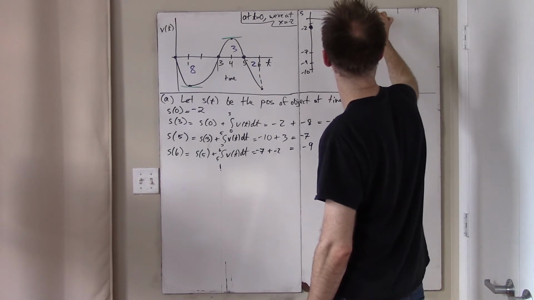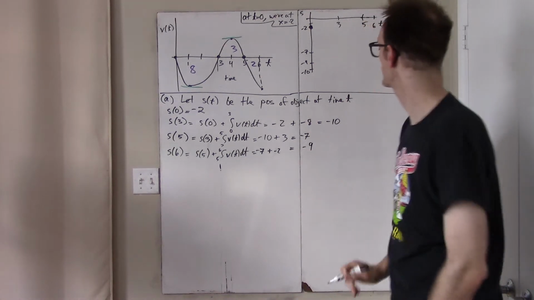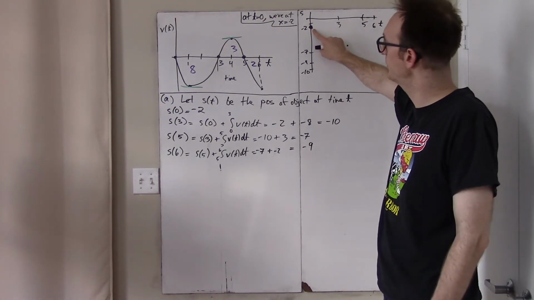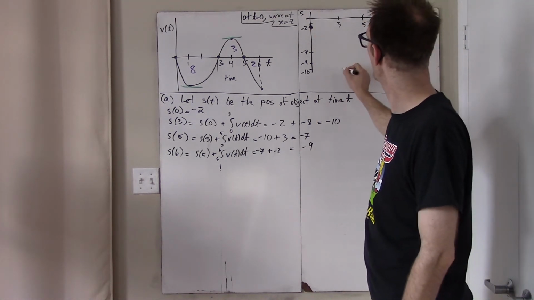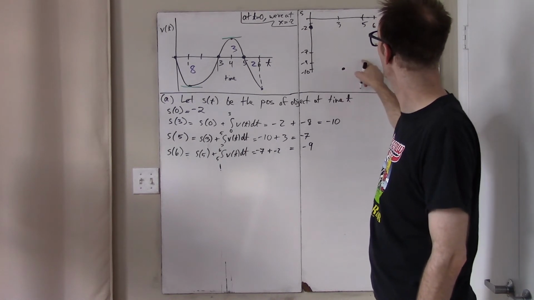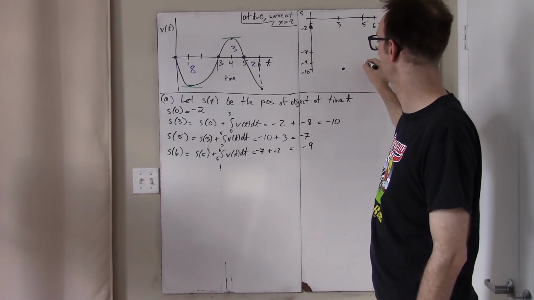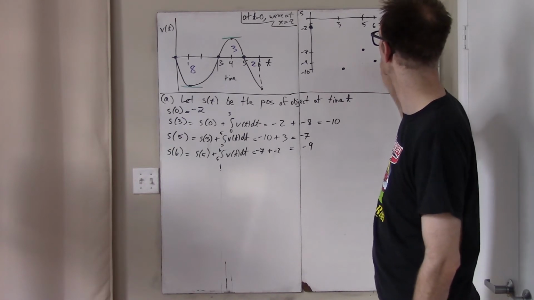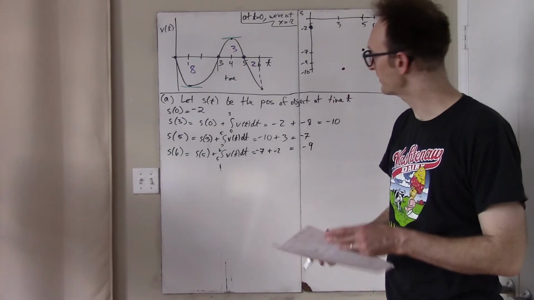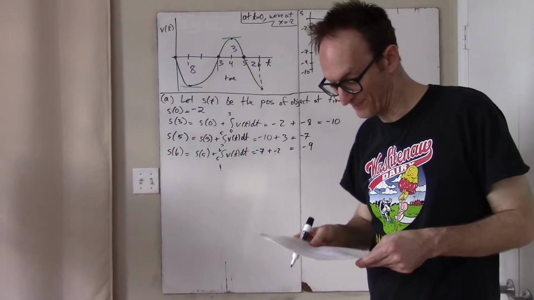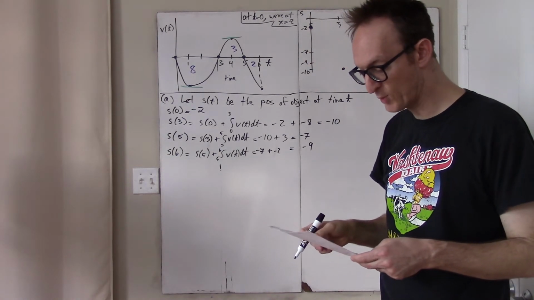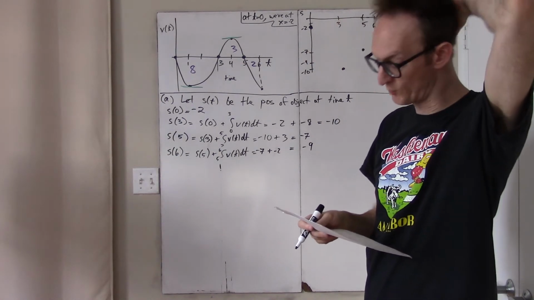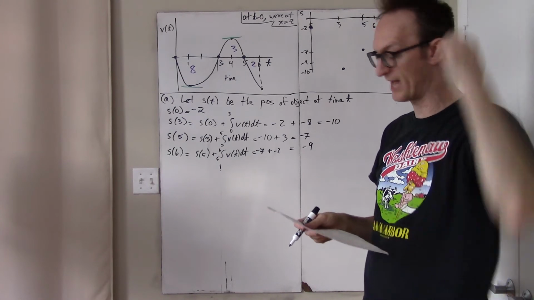Sorry, having so much trouble with this. Okay. So I start here at -2, then by the time I get to 3, I'm down here at -10, and then it's -7, and then we're back down here at -9. Okay, let's begin to actually enter part A. Find both the time and position of the particle when the particle is farthest to the left.